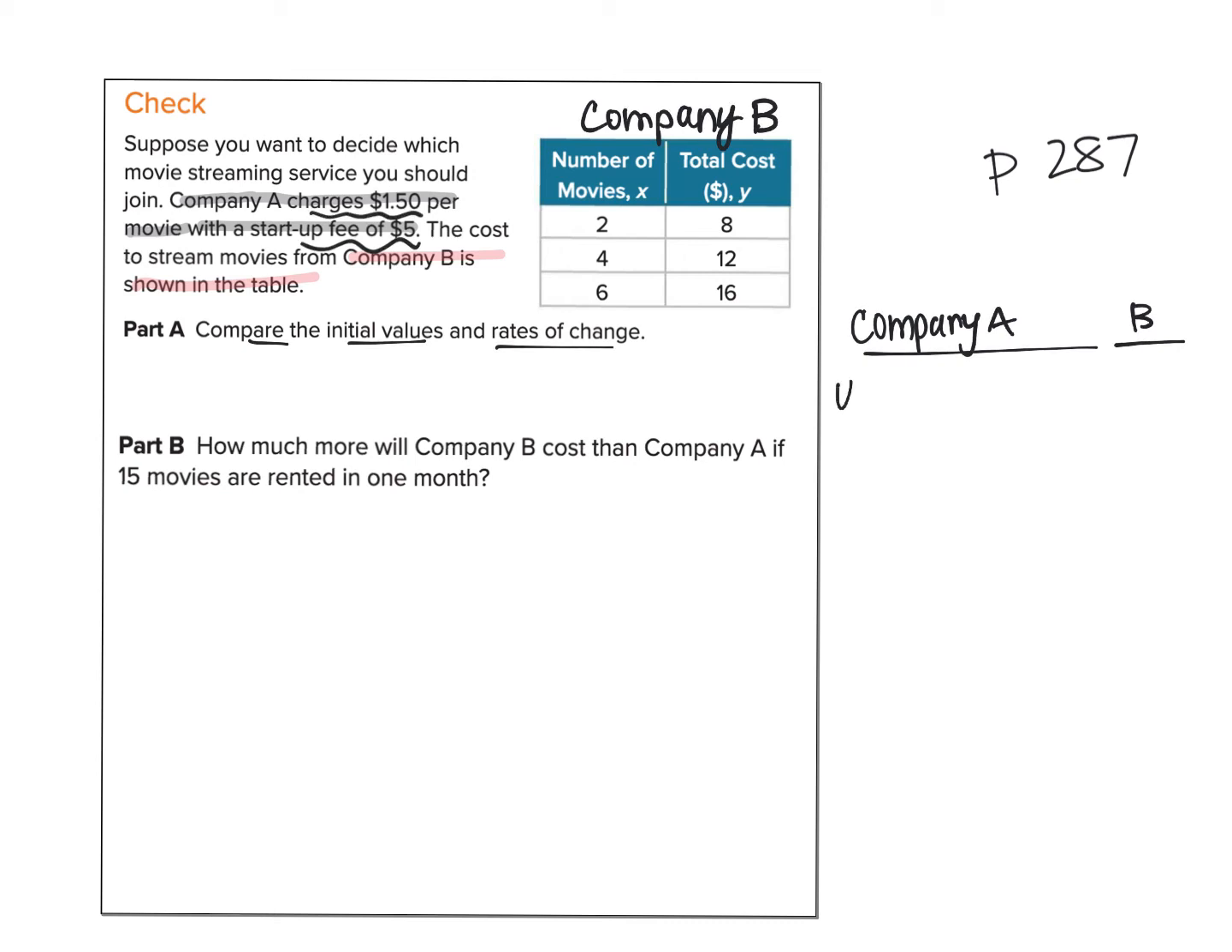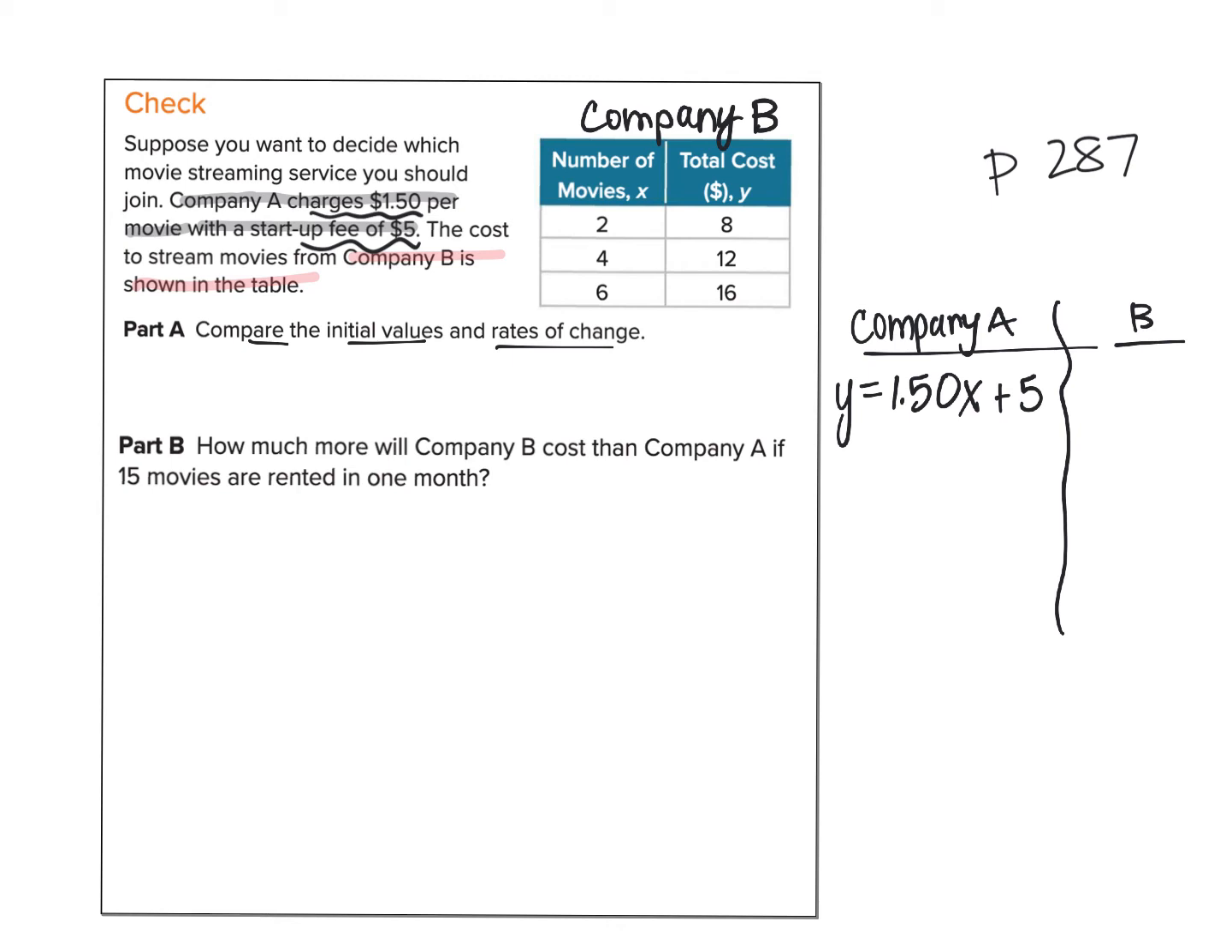Let's see if we can write an equation. So y equals, it's $1.50 per movie, so I'm going to put 1.50x plus the initial startup fee, which is $5. Okay, I just wrote an equation for Company A. All right, how about Company B? Let's look at this one. Okay, Company B, we're going to have to do a little bit of work here.